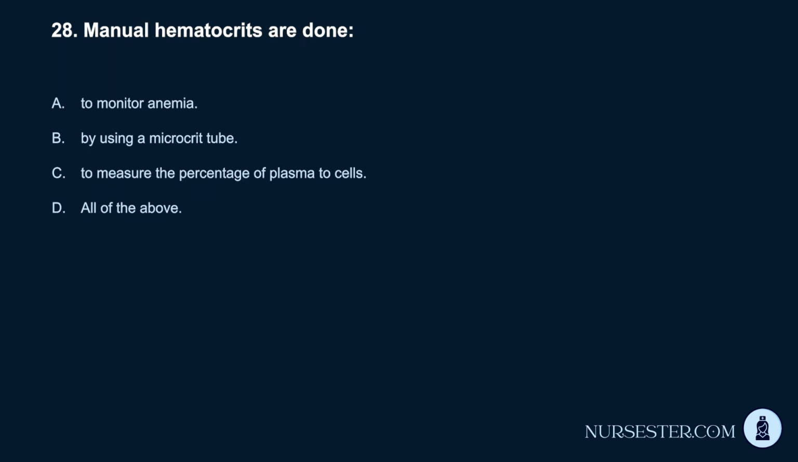28. Manual hematocrits are done. A. To monitor anemia. B. By using a microcrit tube. C. To measure the percentage of plasma to cells. D. All of the above. Correct answer, D. All of the above.